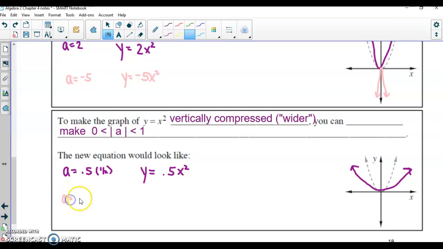If it also has a negative sign, maybe A is negative 1/10, then my equation would be y is negative 1/10 x squared. Then the negative would flip it upside down. The 1/10 would make it even wider. So y is negative 1/10 x squared. So A has the ability to flip my graph, make it vertically stretched or vertically compressed.